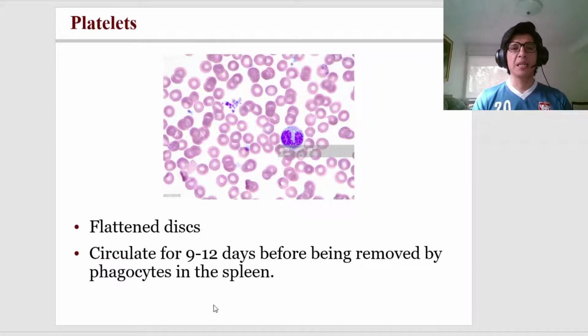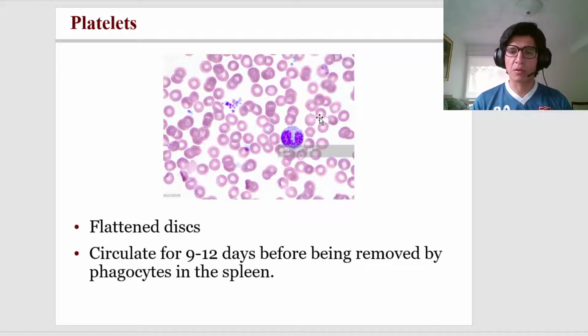All right, let's talk about platelets. This is a view of a neutrophil and platelets. This is a platelet, this is a platelet. This right here is a congregation of platelets. Here's another platelet. As you can see by the 8 micrometer long red blood cell, platelets are small.